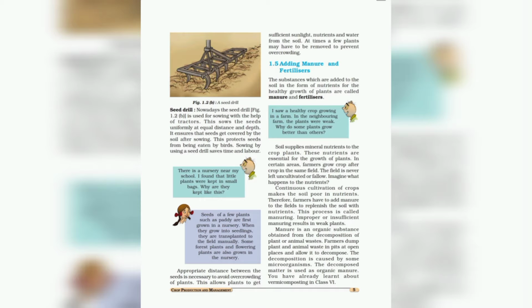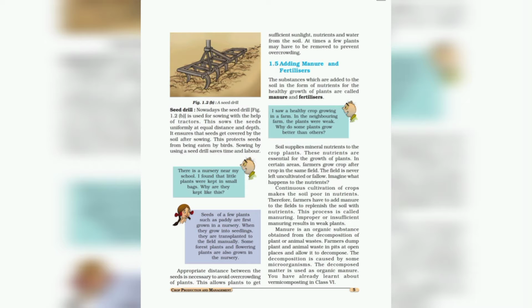So we can say that a seed drill has a funnel shaped seed bowl connected to several tubes, as you can see in the figure also. This protects the seeds from being eaten by birds, and sowing by using a seed drill saves time and labor. So the seed drill has some advantages. What are these? It sows the seed uniformly at appropriate distance and depth, and it ensures that the seeds get covered with soil after sowing. So this prevents damage caused by birds also.